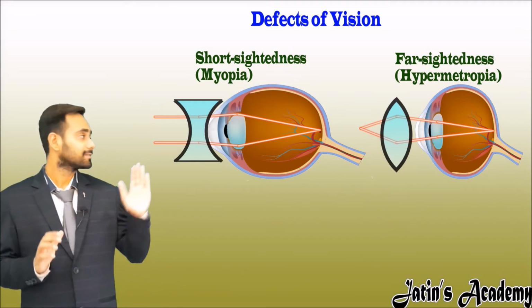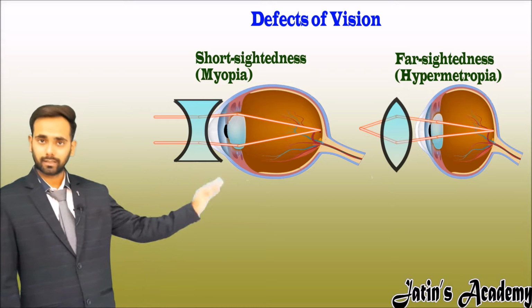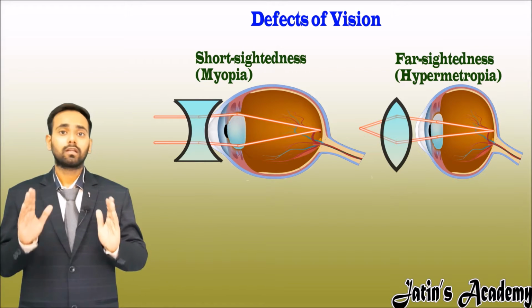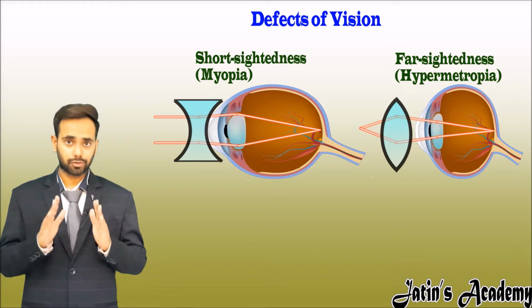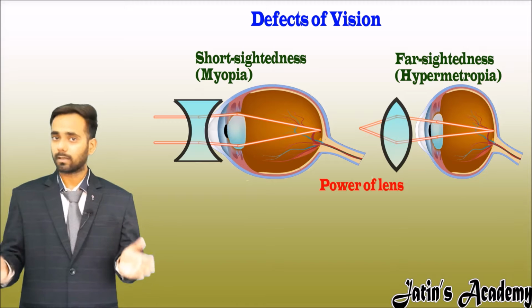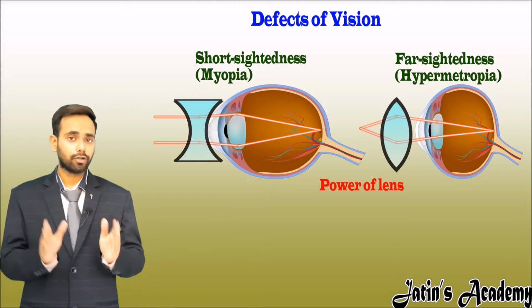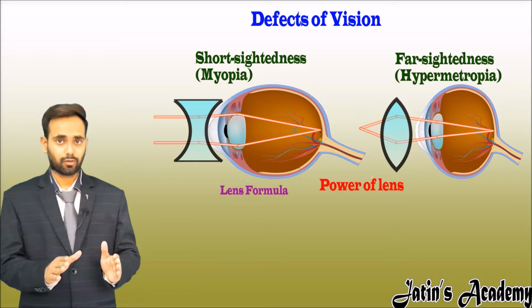After applying these lenses, you will observe that the image is formed on the retina. It means now the person is able to see the object clearly. Now here the question arises: what is the power of a lens and how do we calculate it? In order to calculate the power of a lens, we have to apply the lens formula.